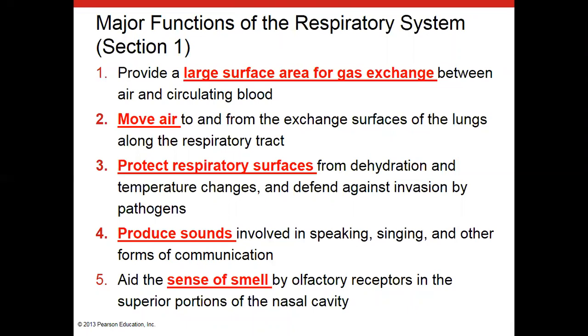But also think about producing sound. So think about your voice box, which is called your larynx. It's not just your voice box that produces sound, but you use other structures like your lips and your tongue and your teeth to articulate that sound into words. And also you have your sense of smell. So in your nasal cavity, there are olfactory receptors that send signals about chemicals that you're breathing in to the olfactory cortex in the brain.